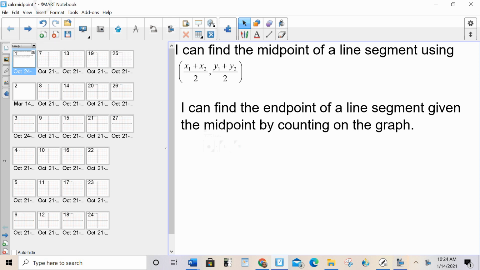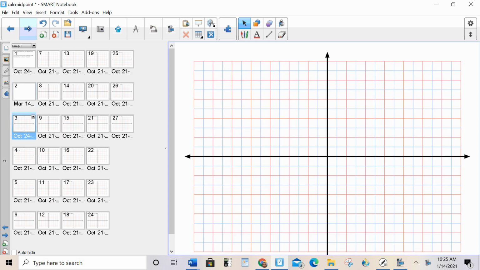Hello everybody, today I can find the midpoint of a line segment using the midpoint formula, which is x1 plus x2 over 2, comma, y1 plus y2 over 2, and we're going to also find the endpoint of a line segment given the midpoint by counting on the graph. I'm actually going to show you two different ways to do midpoint, both using the formula and using the graph, but I believe it's a little bit easier to do it using the formula. But when you are given the midpoint, I definitely think it's easier to use the graph.